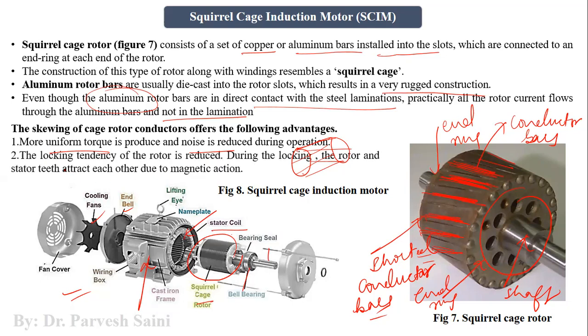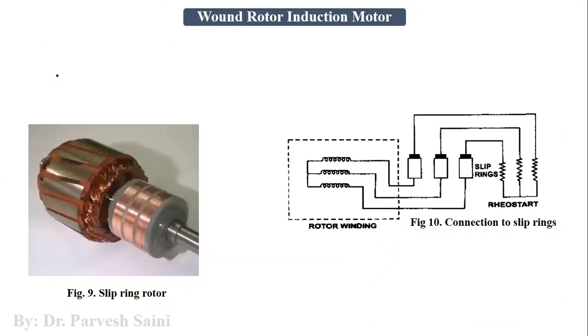Now, because of skewing, the rotor is not locked. It does not get locked basically. So we have maximum exposure of the conductors, as you can see, with the magnetic field. We will discuss this also in the principle of working, right? So these are the advantages of skewing the rotor.